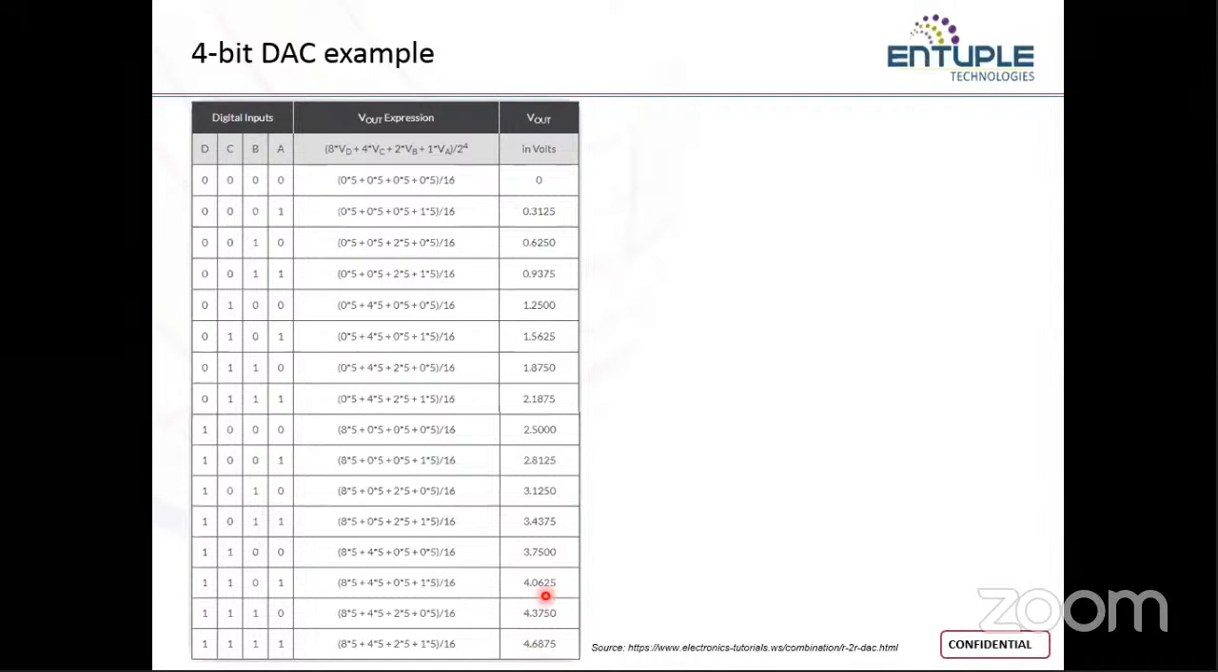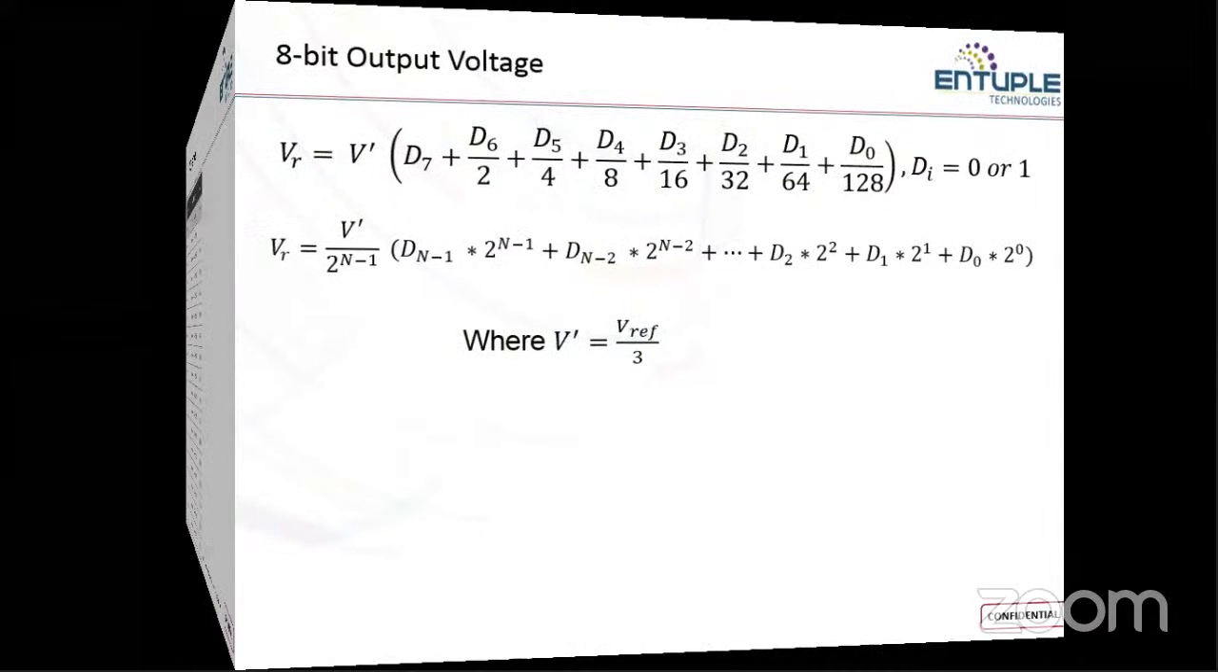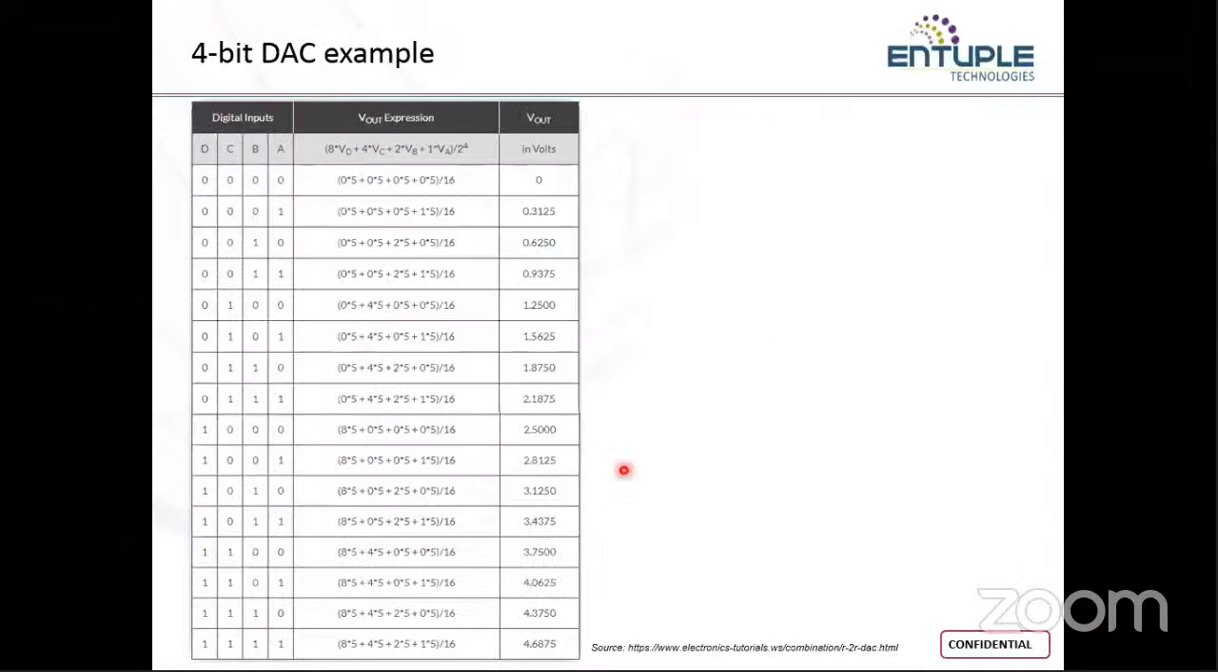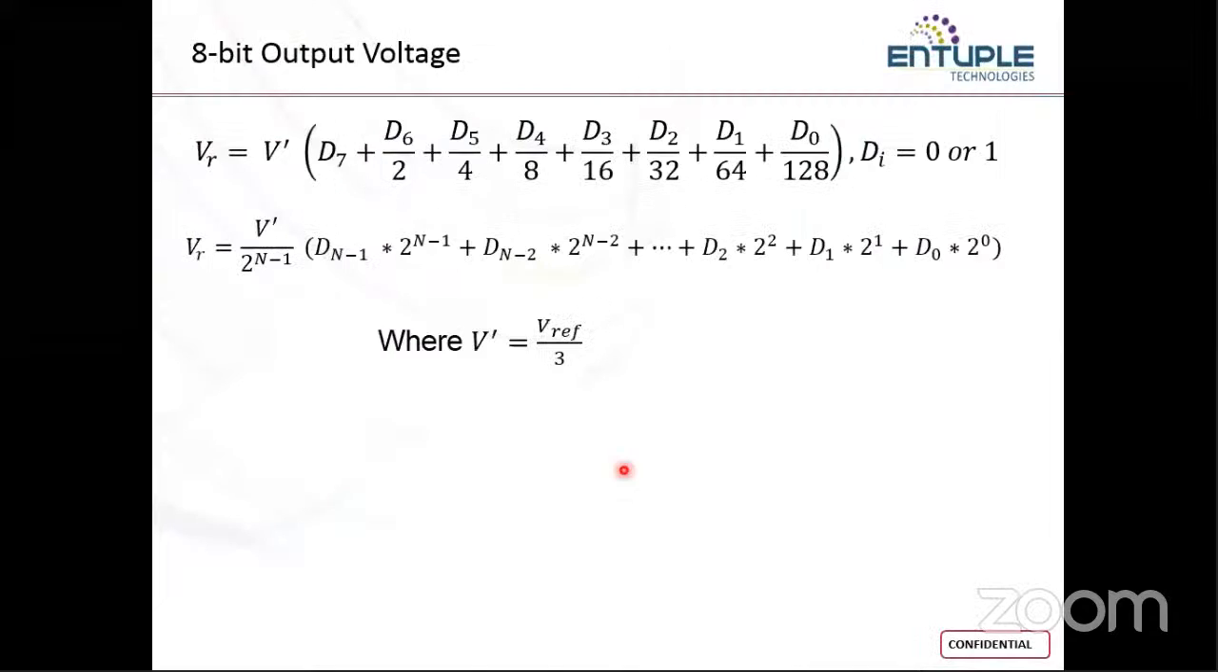I'll leave that to you. Try to figure it out. This is going to be the generalized equation for an 8-bit. For 4-bit, we have got the value of output voltage. Similarly, if you are planning to expand it for an 8-bit R-2R ladder DAC, then this is how you are going to measure the output voltage. And this equation is the generalized one for an n-bit digital to analog converter.